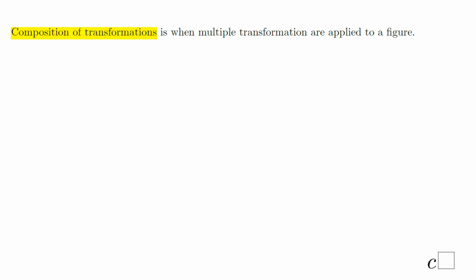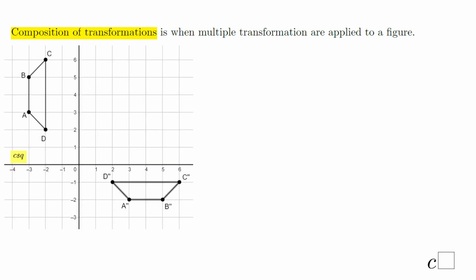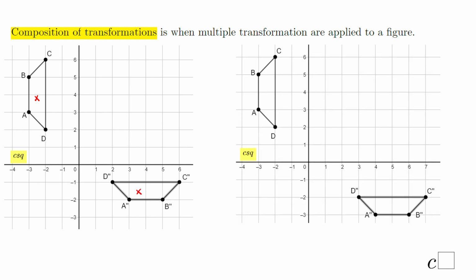In this lesson, we're going to talk about composition of transformation. And let's see what that is. You notice here we have this polygon A, B, C, D, and there is no way to just do one transformation, translation, reflection, or rotation to get from here to here. We have to do more than one. The same for this one. There is no way to go from here to here without doing at least two transformations. This is what it is, a composition of transformation.